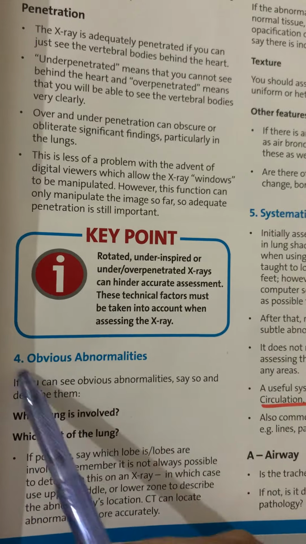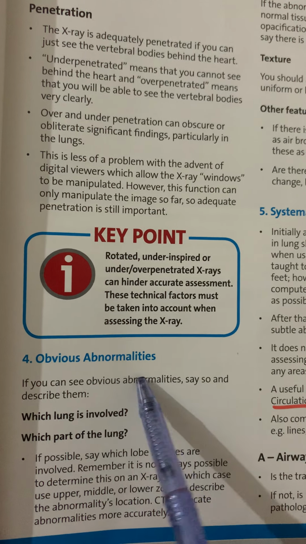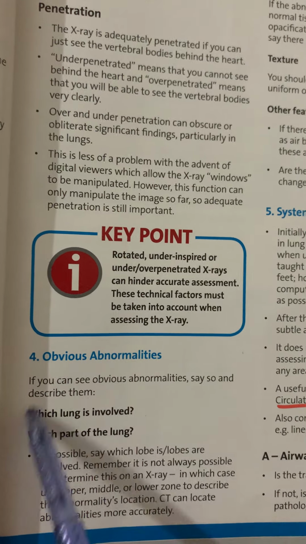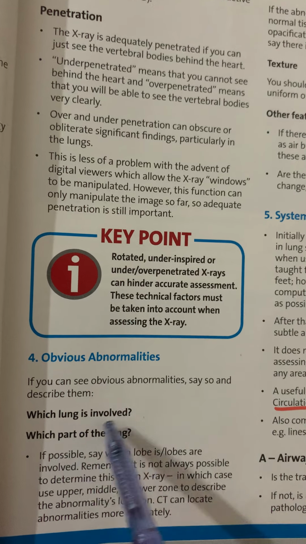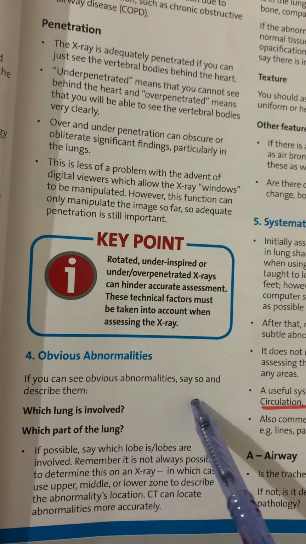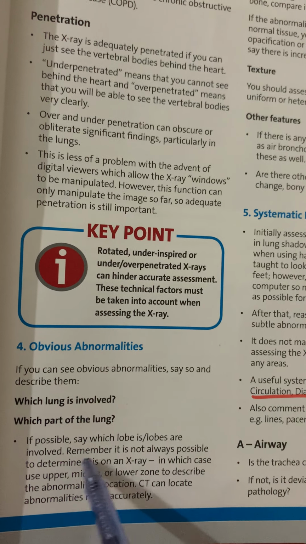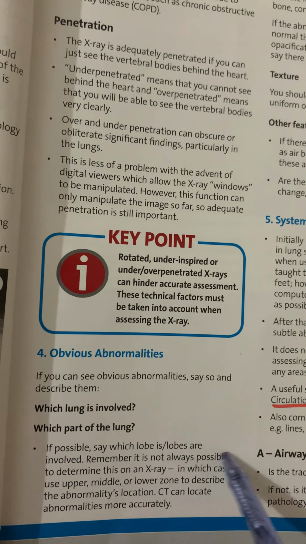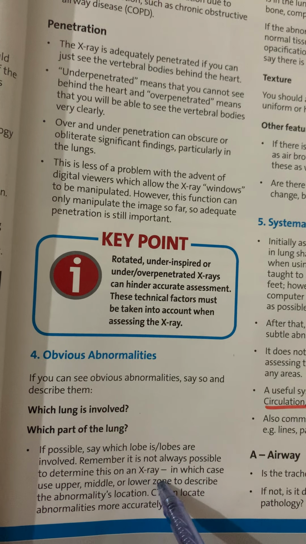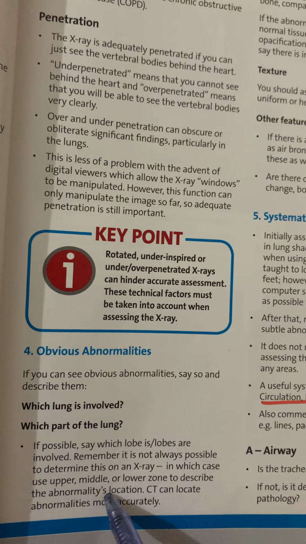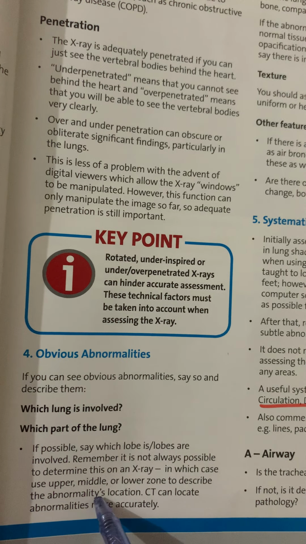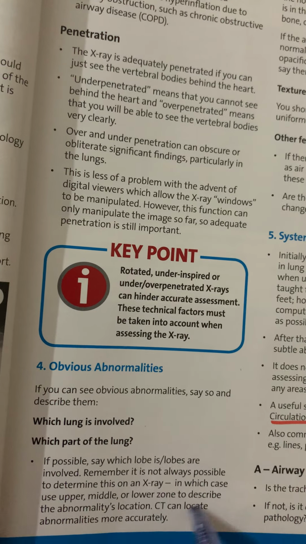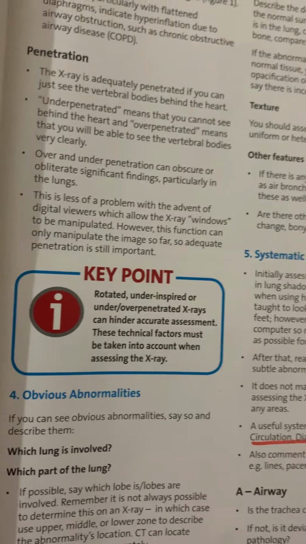Number 4 is obvious abnormalities. If you can see obvious abnormalities, say so and describe them. Describe which lung is involved and which part of the lung is involved. If possible, say which lobe or lobes are involved. Remember, it is not always possible to determine this on an X-ray, in which case use upper, middle or lower zone to describe the abnormality's location, and a CT scan can locate the abnormalities more accurately.